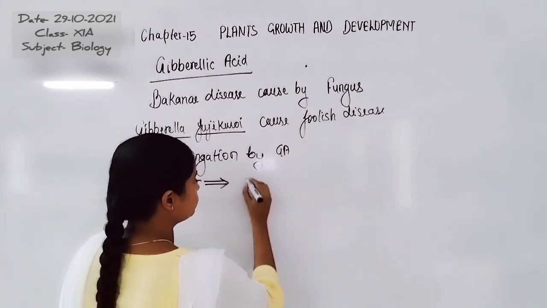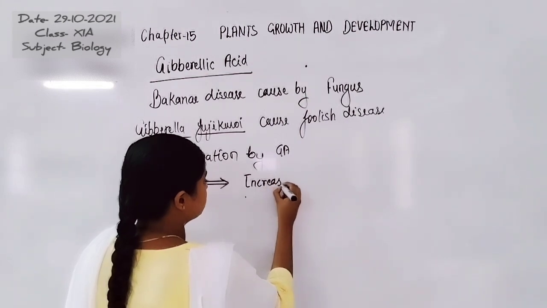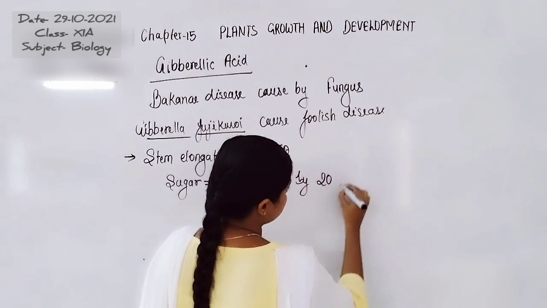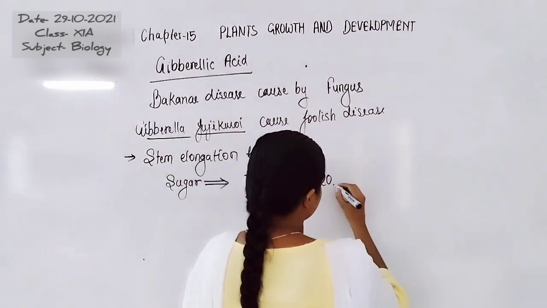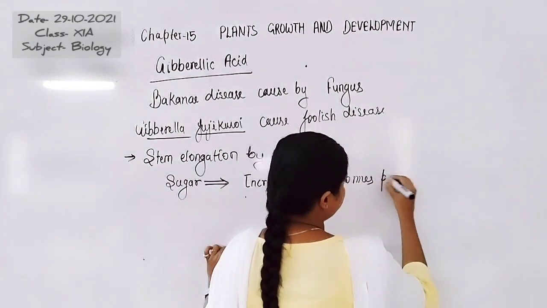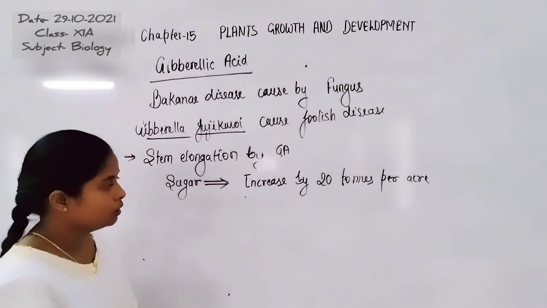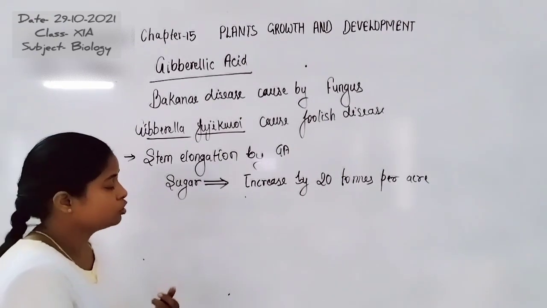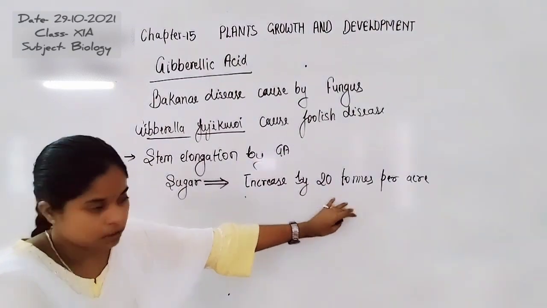Sorry, the production of sugarcane, or the production of sugar, increases by 20 tons per acre.